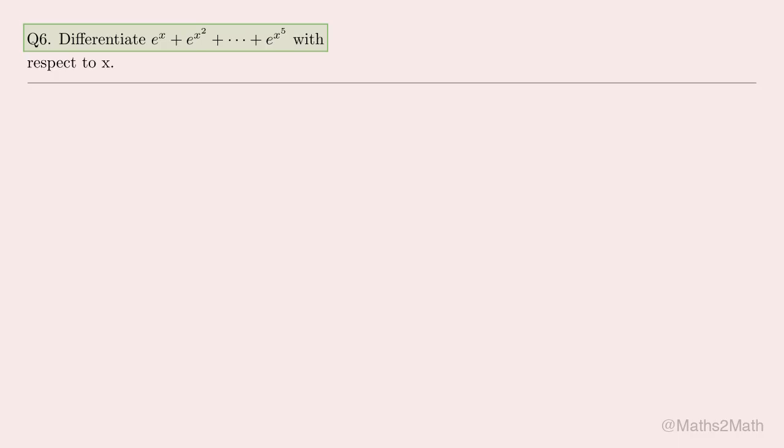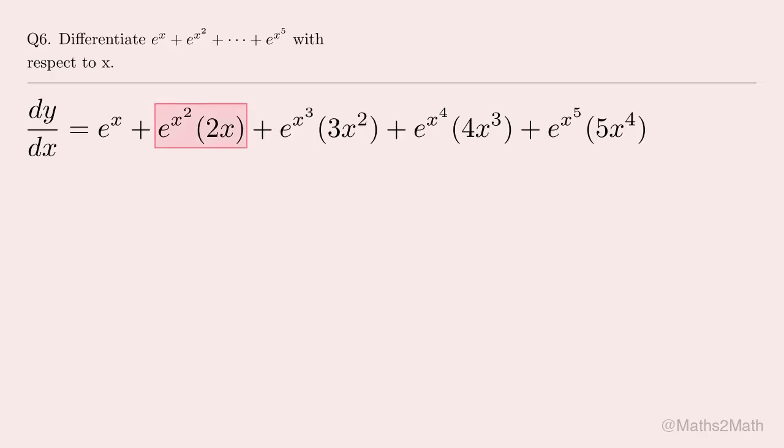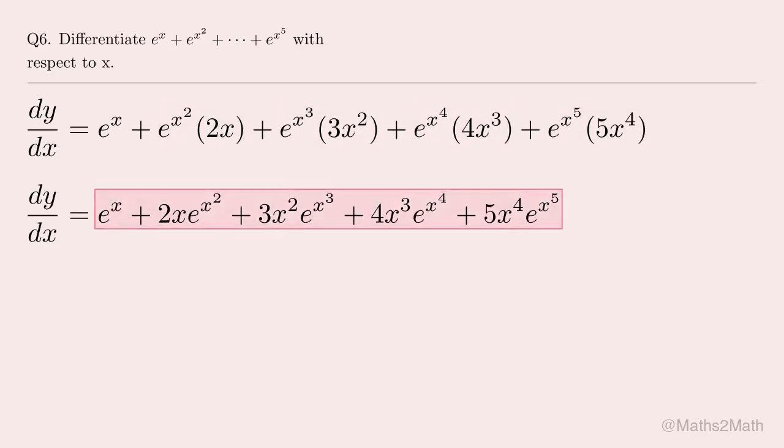Question 6. A sum of 5 exponentials with powers of x from 1 to 5 in the exponents. Differentiate each term with its own chain rule. The inner powers give 1, 2x, 3x squared, 4x cubed, and 5x to the fourth. Each exponential reproduces itself times the derivative of its exponent, written with the coefficients in front.